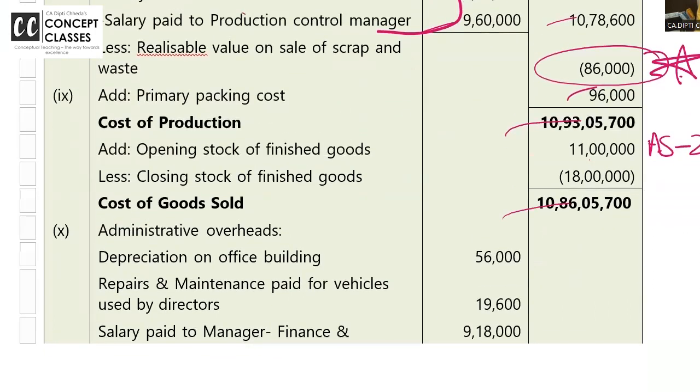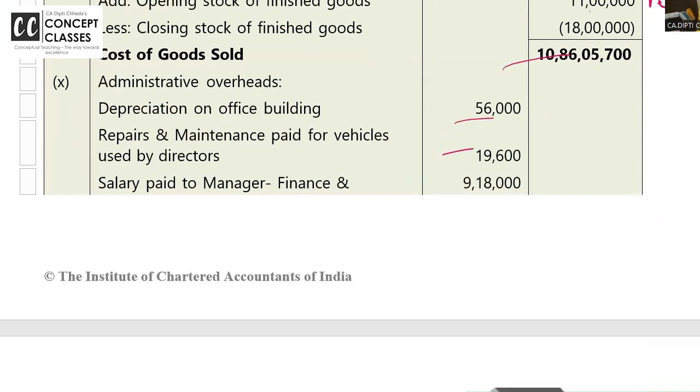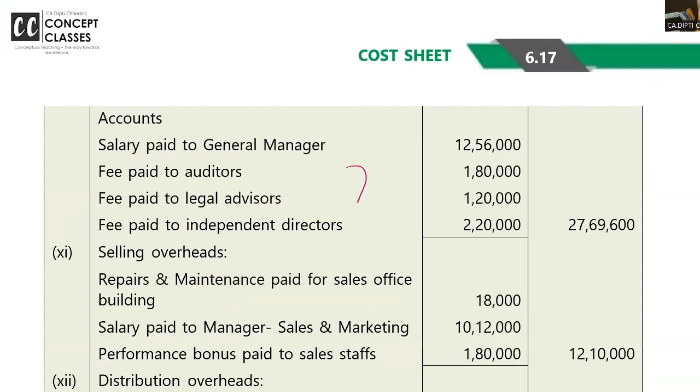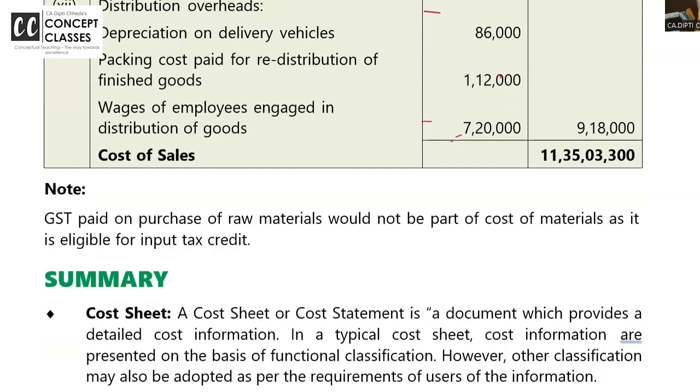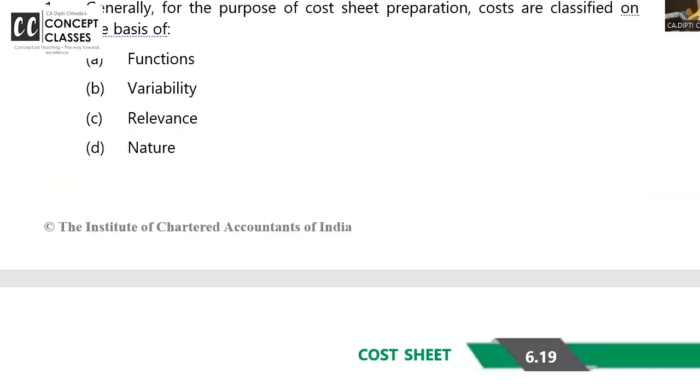Are you feeling like you have done this in AS2 also? Now add admin related expenses, all vehicles, repairs, the salary of directors who have been used, and auditors, directors, all this I already read. Selling expenses, secondary packing, wages of sales people and cost of sales. Okay? Right? So we will take up some nice questions in writing now, and then I will come to the study material's back-side related questions also. Okay.